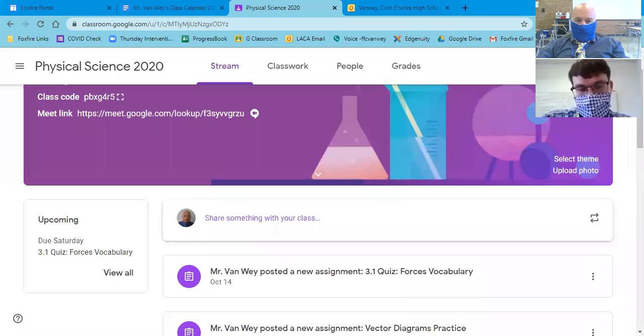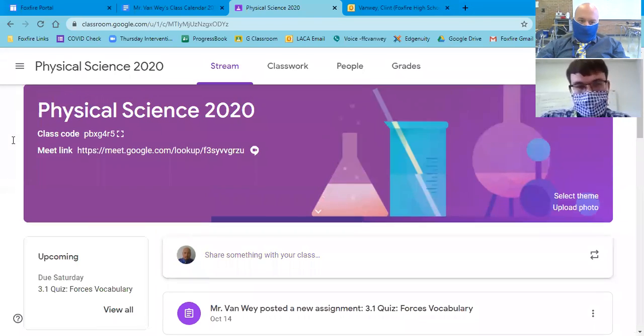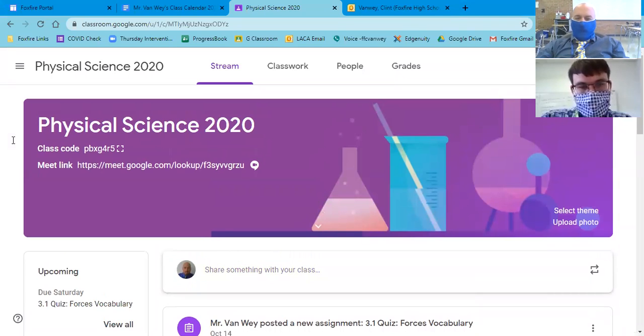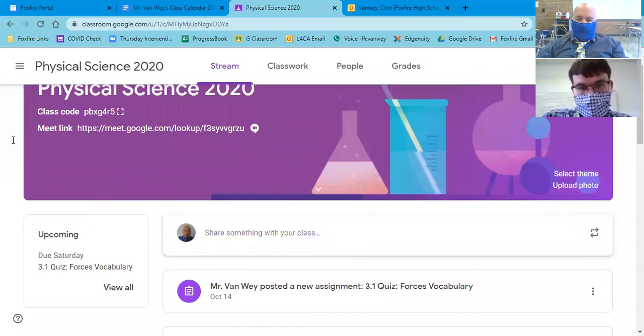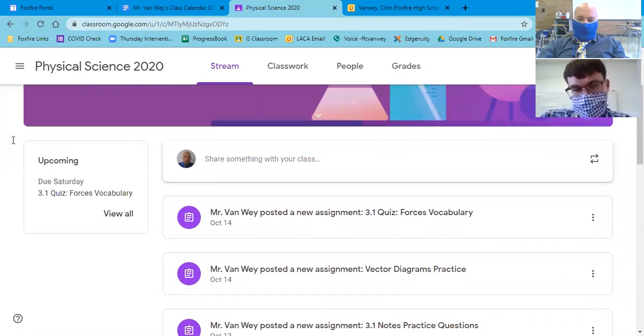Okay, guys, so we're going to be going over our force vector diagrams practice that I assigned yesterday. Let me share my screen with you to show you where it's at. Go to Google Classroom and go to my physical science class. Under yesterday's quiz, you'll see the homework assignment that I had posted. Make sure you did that quiz, by the way.